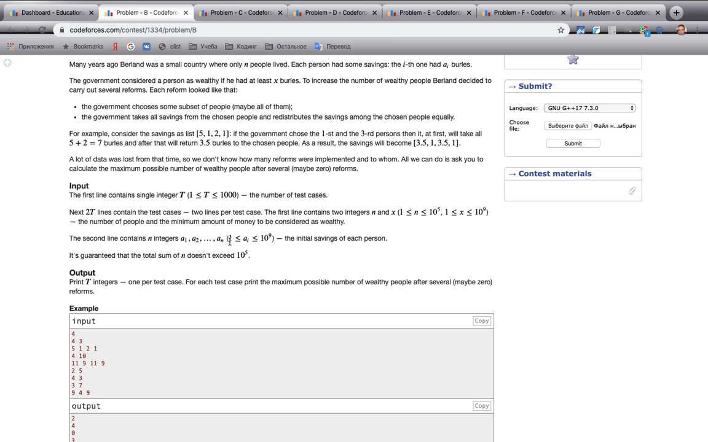Okay, so the main idea is that we can sort all the people and it's actually not easy to prove.